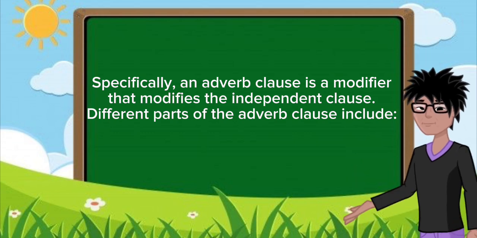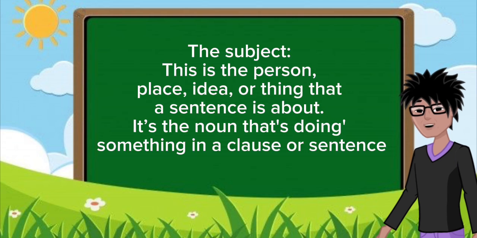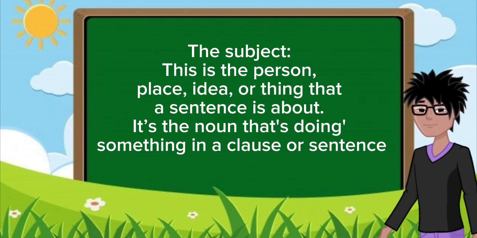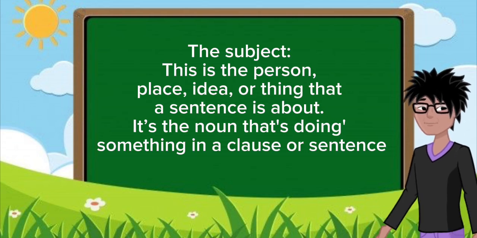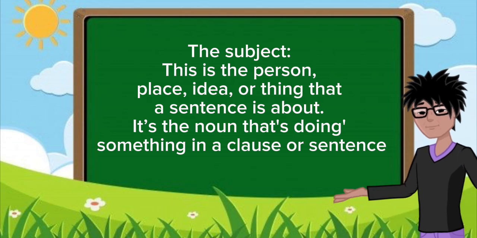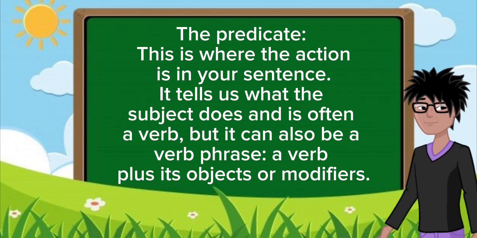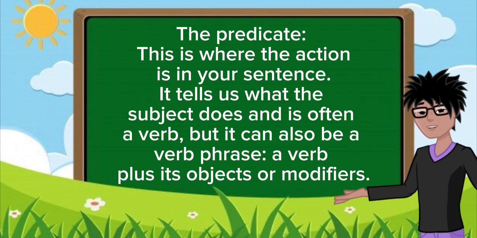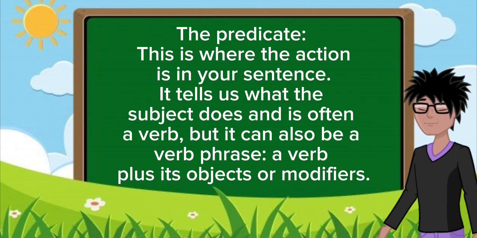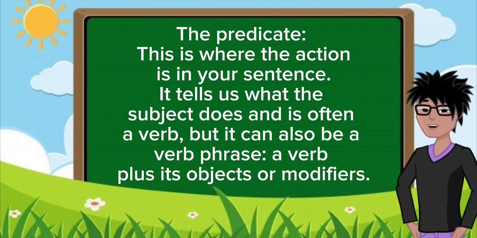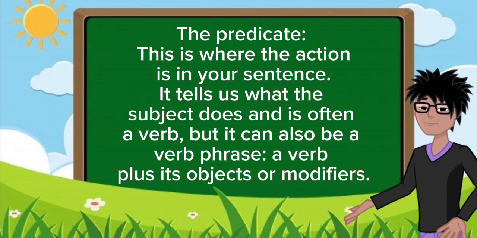Different parts of the adverb clause include: number 1, the subject. This is the person, place, idea, or thing that a sentence is about. It's the noun that's doing something in a clause or sentence. Number 2, the predicate. This is where the action is in your sentence. It tells us what the subject does and is often a verb, but it can also be a verb phrase, a verb plus its objects or modifiers.